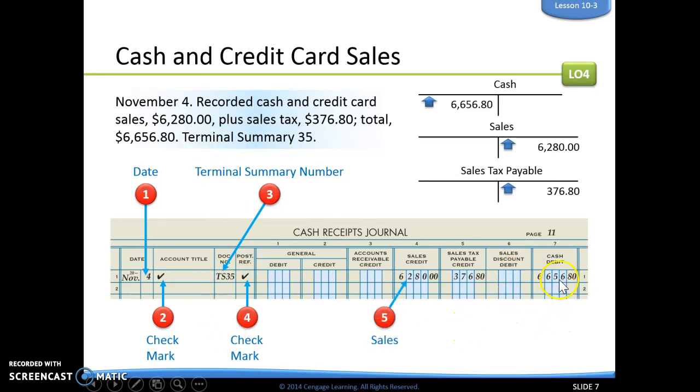And then what we see here is we have our debit to cash, and then we have our credit to sales and our credit to sales tax payable. So all three of those go into special amount columns. That's why we don't have an account title to write in here, because all of our accounts are already in special amount columns. The reason that we're going to put that check mark in there is because we don't want it to look like we forgot to write something in this. Okay? So we never leave that blank.